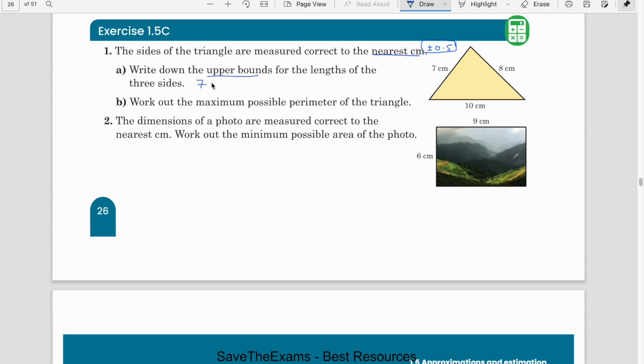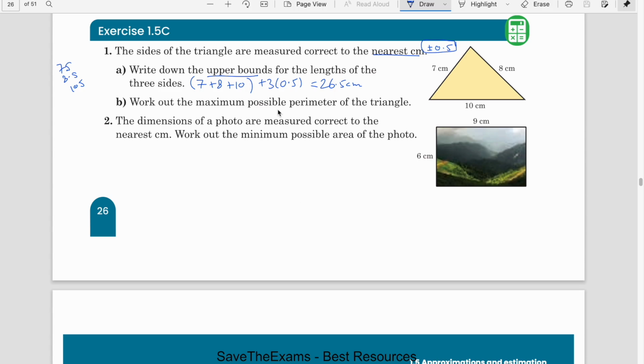So what if I just write 7 plus 8 plus 10, and I know I have to write 0.5 three times. So I can directly write 3 into 0.5. So 7 plus 8 is 15, 15 plus 10 is 25, 25 plus 1.5 is 26.5 centimeters, and we get the upper bound. Or we could have directly added 7.5, 8.5 and 10.5.